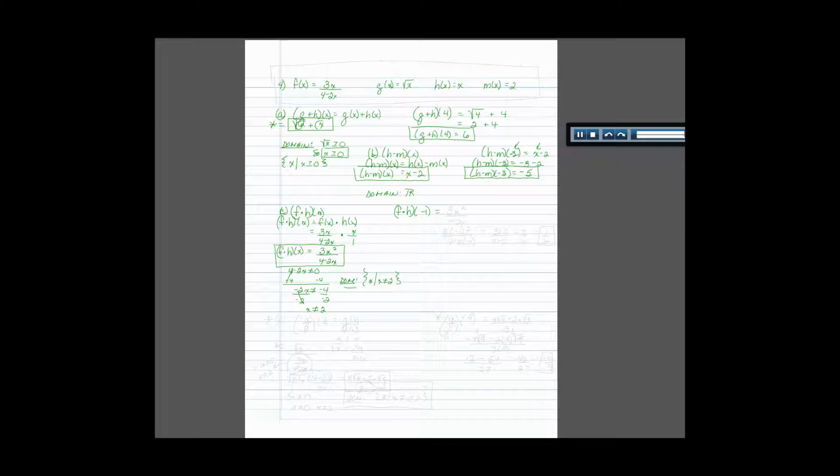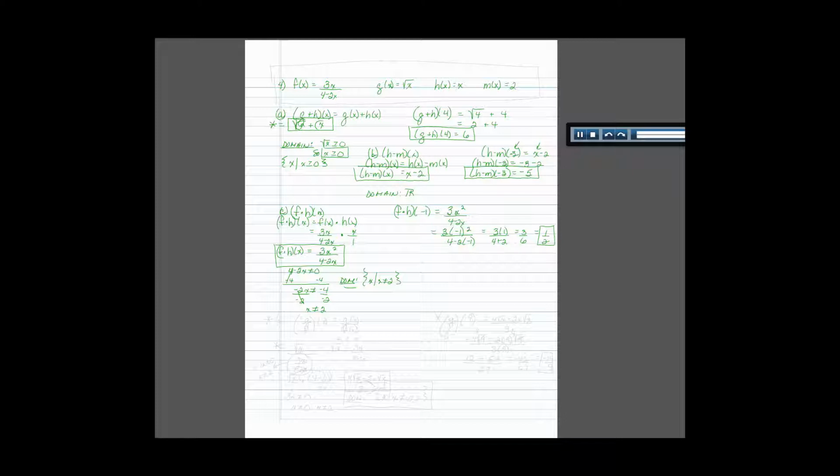Well, we just found that it was equal to 3x squared over 4 minus 2x. So now we're going to take out the x and put in a -1. 3 times -1 squared over 4 minus 2 times -1. That's equal to 3, -1 squared is 1 over 4 plus 2, or 3 over 6, which is just 1/2.